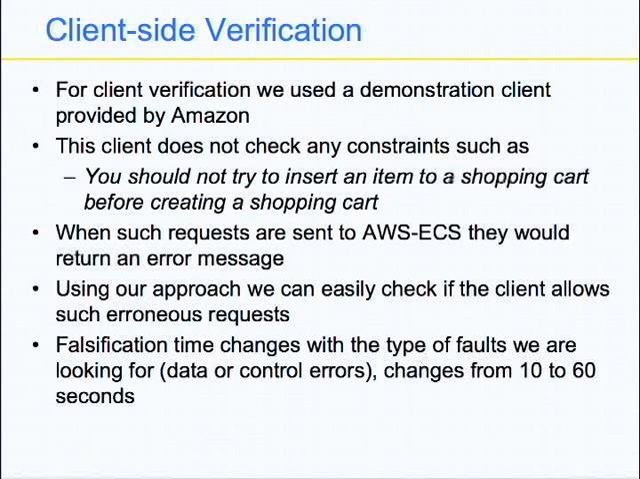So a better thing to do on the client side is to check that what you are sending is reasonable, and if the user requests something weird, like deleting a cart without creating one, you give an error message without sending that to Amazon. So it is reasonable to check that whenever your client connects to Amazon, it sends a reasonable request. That's what we checked. This demonstration client has lots of errors because it doesn't check anything, so you easily find errors in it. It still takes about 10 to 60 seconds, depending on the type of error you are looking for. We looked at both data errors, where nonsensical data is sent, and control flow errors.